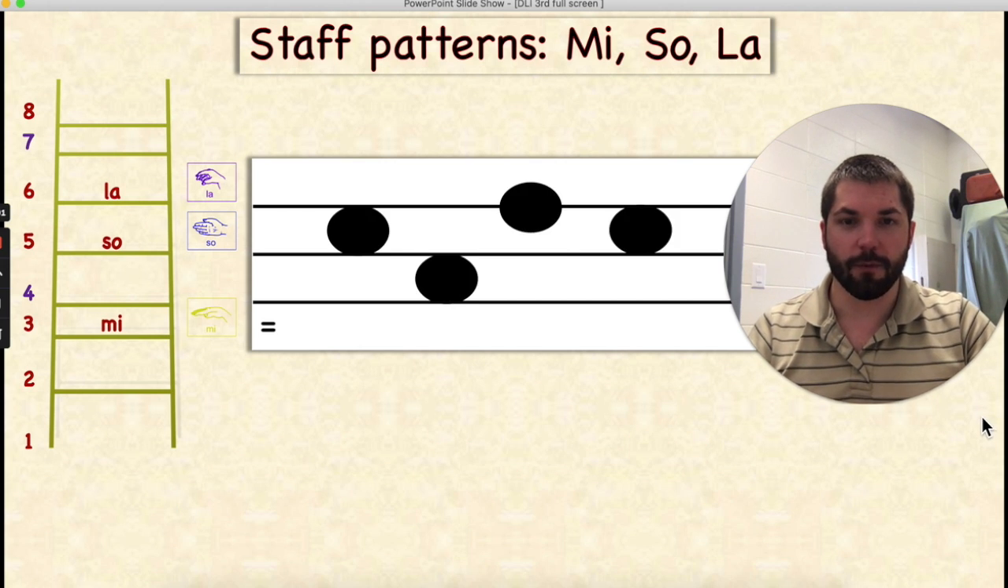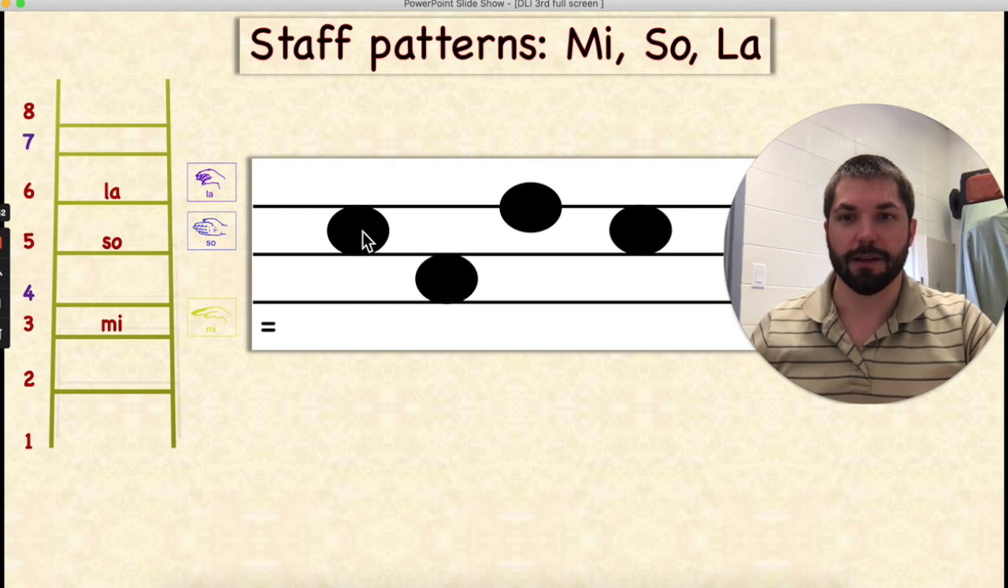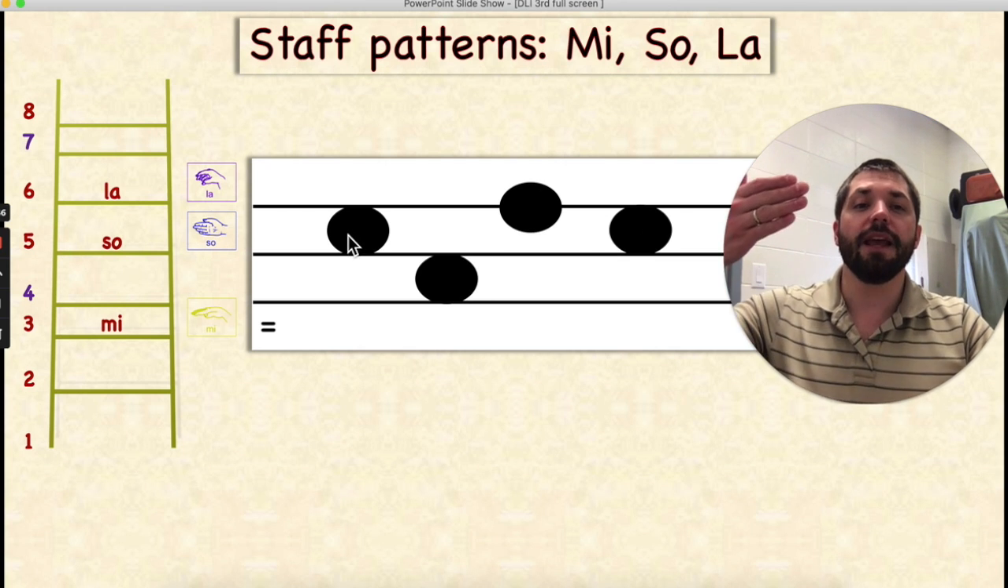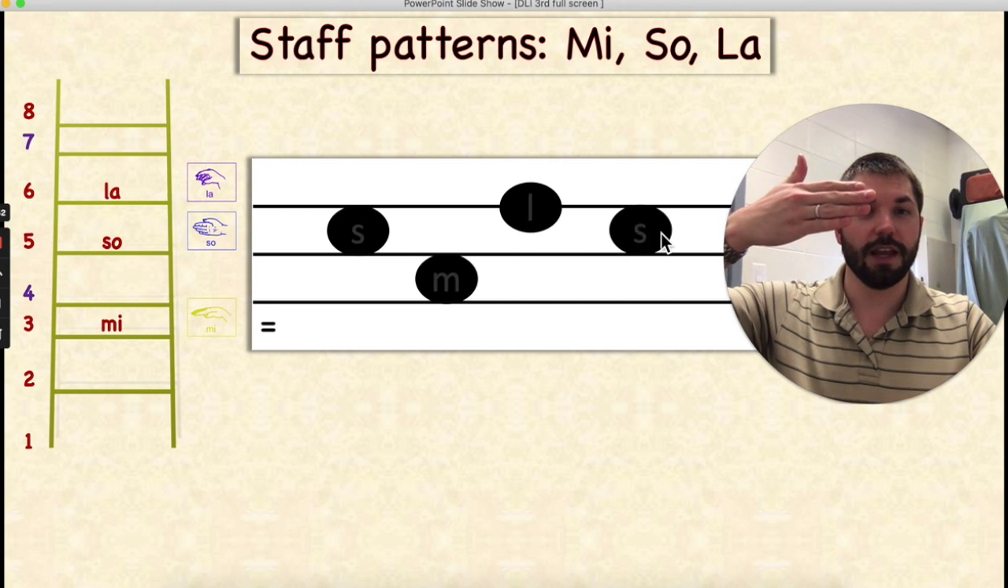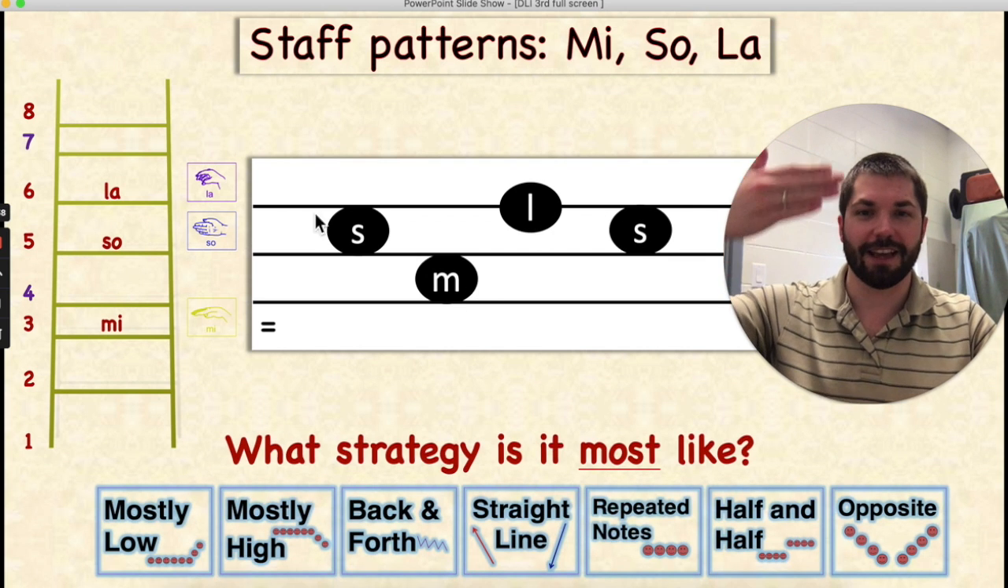Okay, I think we have one last pattern, and this one's tricky. Let's see if you can figure it out, and then we'll figure out the strategy. All right, ready? Take a look at all of them. Do you know what you're going to sing? Ready, go. It is so, mi, la, so. You sing it.